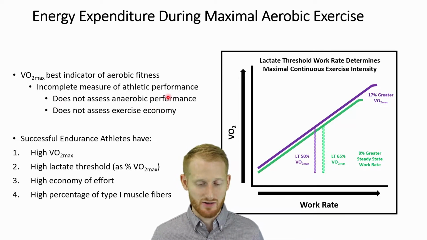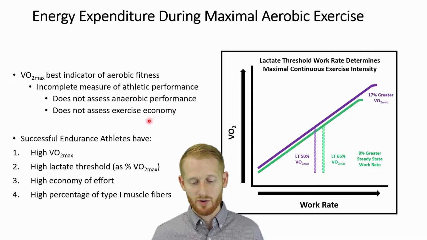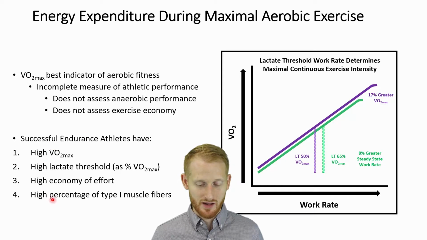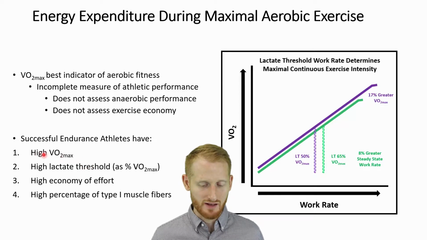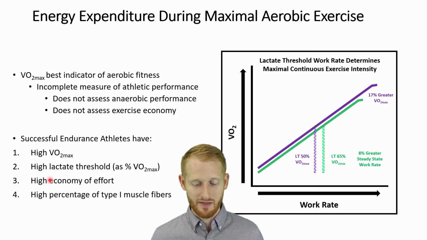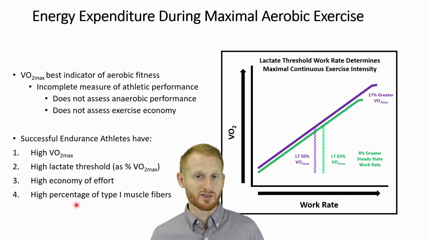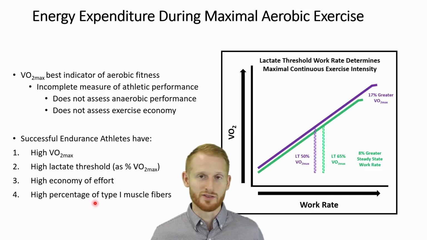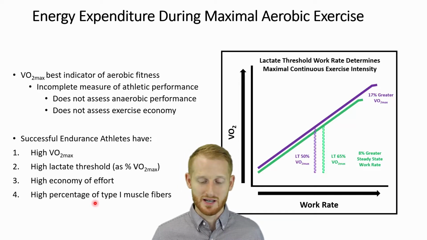So again, it doesn't tell you about their anaerobic performance, it doesn't tell you about their exercise economy, and importantly, it doesn't tell you about some of these other things that are also important for an athlete's success in an endurance sport. So again, they need to have a high VO2 max, but they also need to have a high lactic threshold and the high exercise economy that I already mentioned. And if you're doing aerobic sports, you want a lot of type 1 muscle fibers. All right, so the type that are very fatigue resistant, that can contract repetitively for a long period of time.